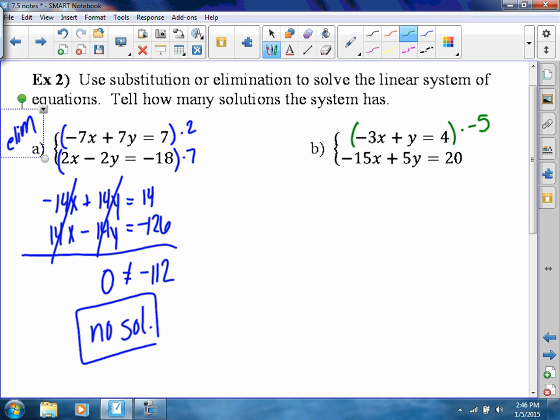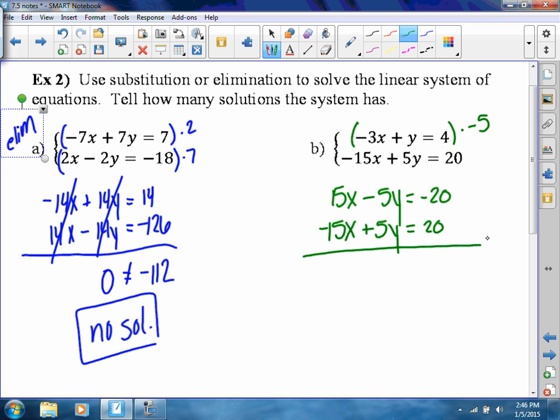I'm going to do elimination just because I think it's easier to multiply 3 numbers than it is to solve the top equation for y and then substitute it into the other one and then distribute. It's a little less work if you're just doing the elimination. So my top equation then will be 15x minus 5y equals negative 20. My bottom equation, I didn't do anything to it. Oops, plus 5y equals 20.